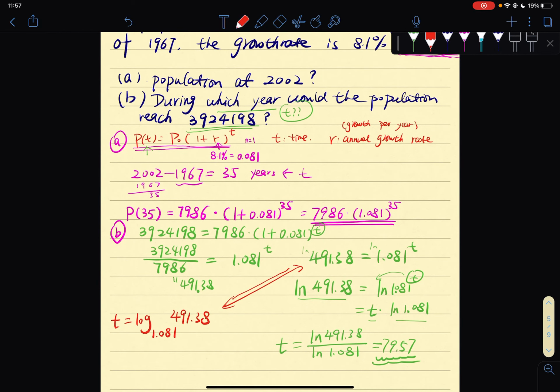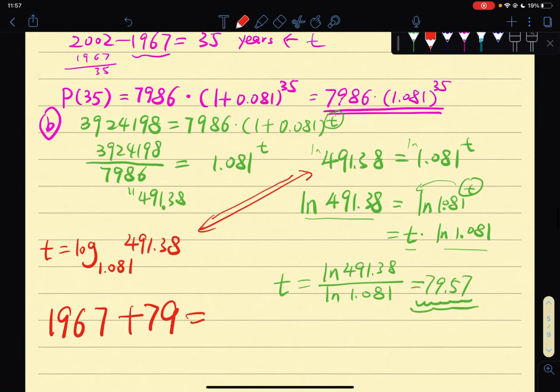So your final answer should be 1967, add 79 years to it, and then you end up with 2046. So this is your final answer, okay? Don't get super excited when you reach an answer which looks like the solution. You want to make sure you translate it into the correct structure, what the problem is actually asking you to do.